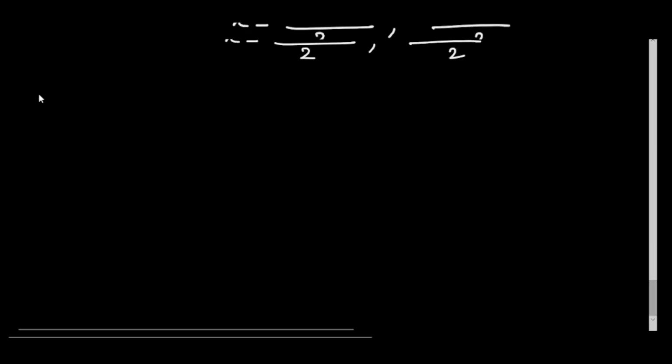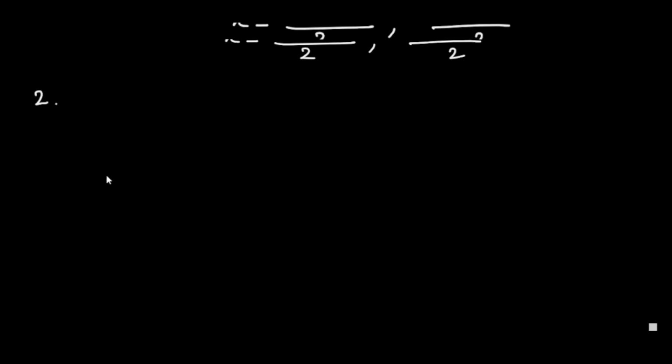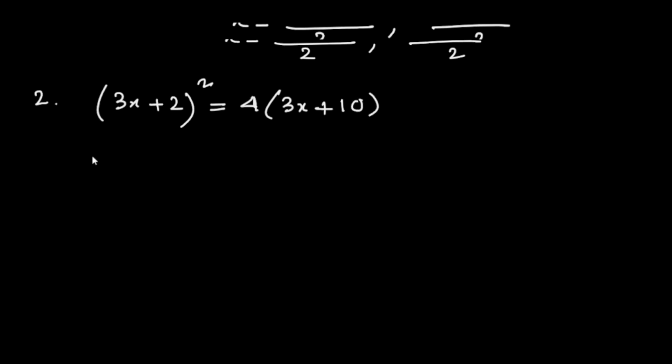Next question. The next question is 3x plus 2 whole square equals 4 times 3x plus 10. First work is to simplify it. On the left hand side we have 3x plus 2 whole square, so we can use the a plus b whole square formula. It will become 9x squared, plus 2 into 3x into 2, that means 12x, plus 2 squared, that means 4. The right hand side, if I multiply by 4, becomes 12x plus 40.